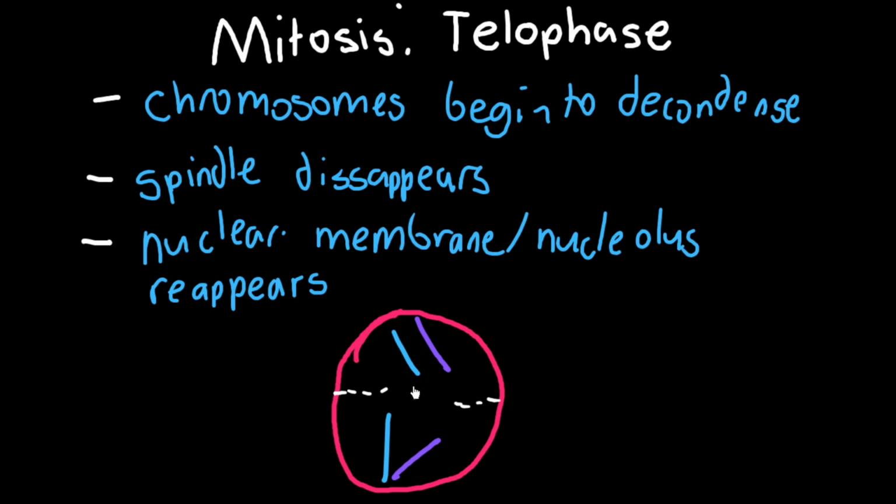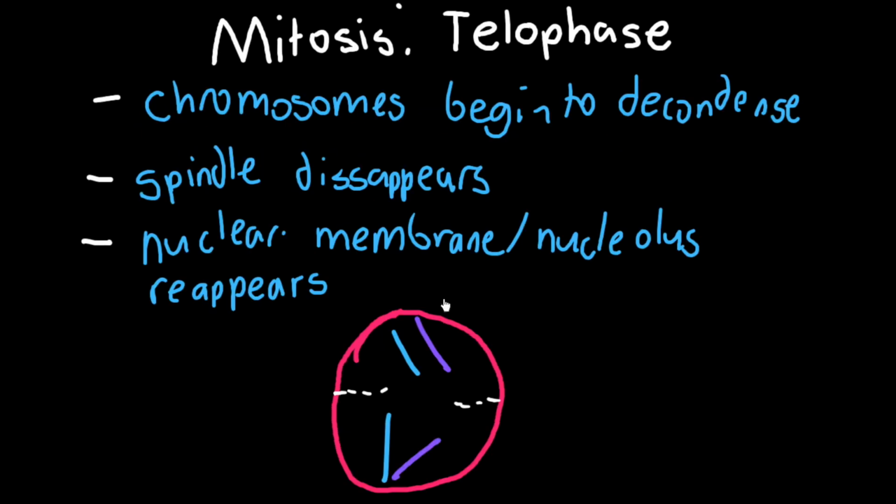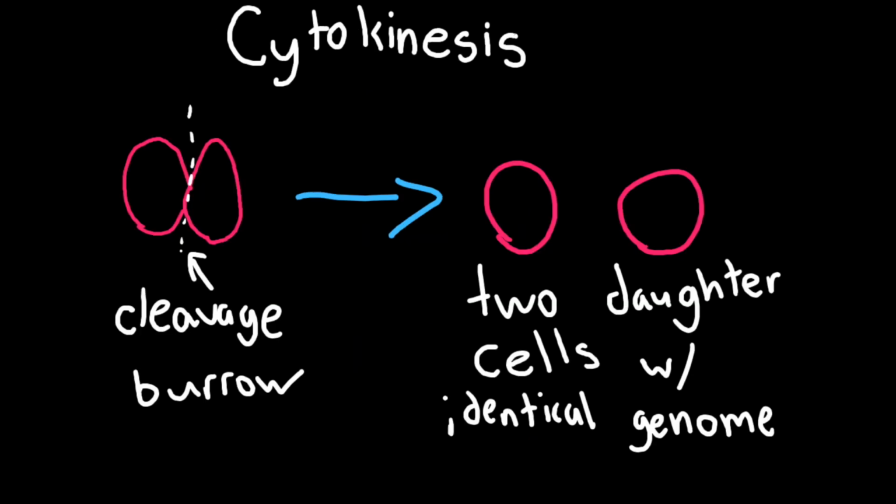So now what's about to happen is in telophase, the chromosomes begin to decondense. So they go from this little X thing to just these chromatids split apart. The spindle disappears, and then the nuclear membrane and the nucleolus reappear. I didn't draw it in my diagram here, but just know it reappears. And you can see these dotted lines is me trying to show you that the cell is beginning to show signs of the fact that it's going to split.